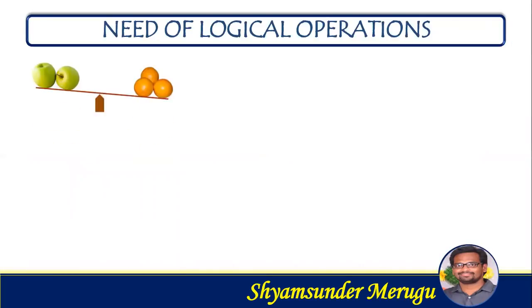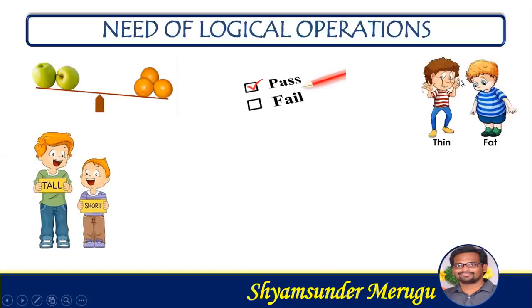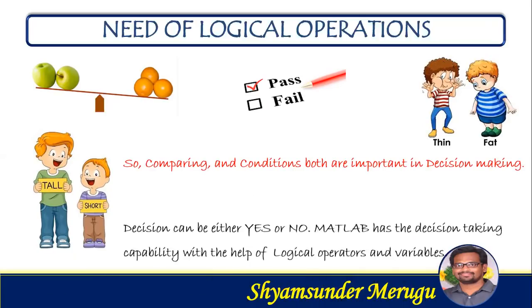Coming to the need of logical operations, we need to take a decision. In this case, which fruit is heavier than which one. In this case, we need to find out who is taller and who is shorter. And we need to take a decision whether we get admission into university or not based on the pass criteria. And in this case, we need to take a decision who is thin. So comparing and conditions both are important in decision making.